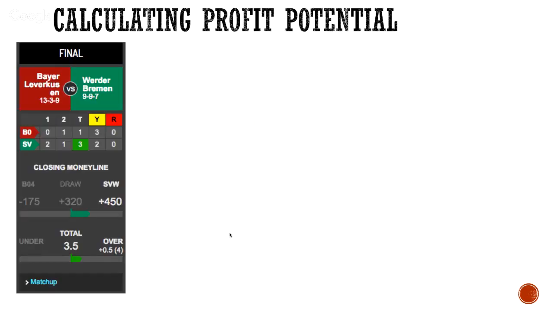All right. Now, here's something else we can do that's really interesting: you can calculate profit potential. What I mean by profit potential is this will help you decide whether or not to wager on a team. Now, this was the game I was talking about, the big upset we won at plus 450. We actually played it at plus 405 in our example. So you see Bremen is plus 450.